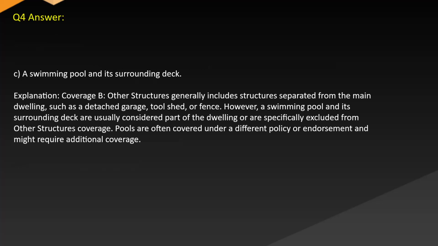Answer. C. A swimming pool and its surrounding deck. Explanation. Coverage B, other structures, generally includes structures separated from the main dwelling, such as a detached garage, tool shed, or fence. However, a swimming pool and its surrounding deck are usually considered part of the dwelling or are specifically excluded from other structures' coverage. Pools are often covered under a different policy or endorsement and might require additional coverage.